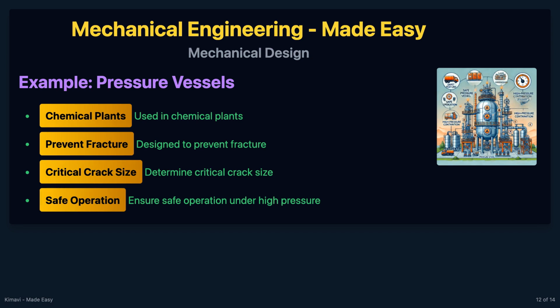Pressure vessels, such as those used in chemical plants, must be designed to prevent fracture. Engineers use fracture mechanics to determine the critical crack size and ensure that the vessel can operate safely under high pressure.